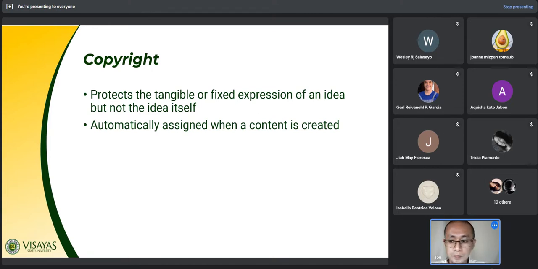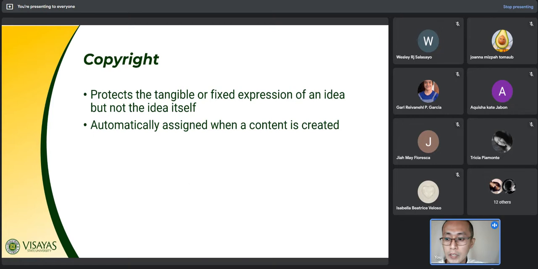So with that, if you have proof that you own it and you are the one who created it, then you can always file a complaint on copyright infringement against your friend who is claiming that it is his or her work, when in fact it is your work. So every time you create content, a copyright is also born. So it's explicit. Every content that we create bears a copyright.